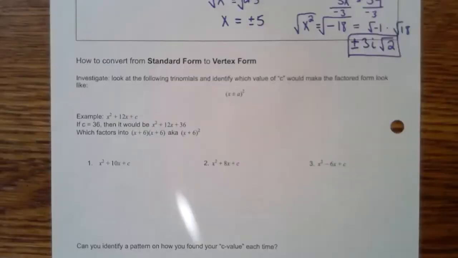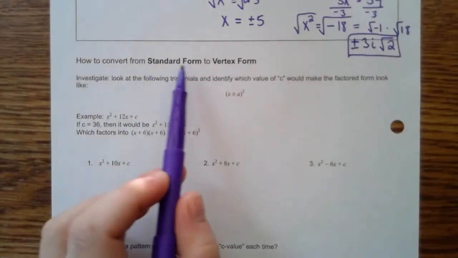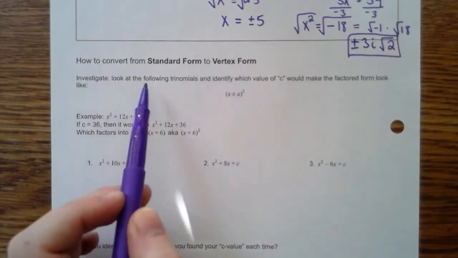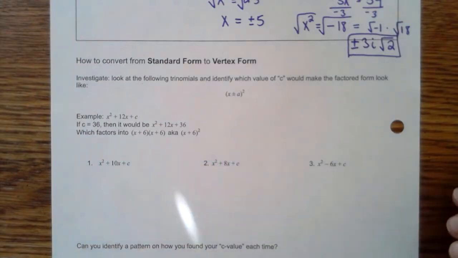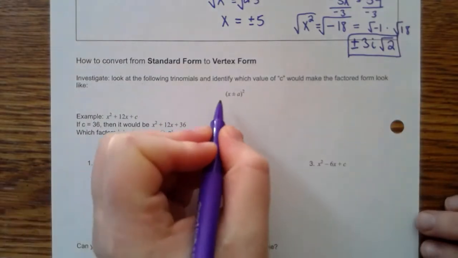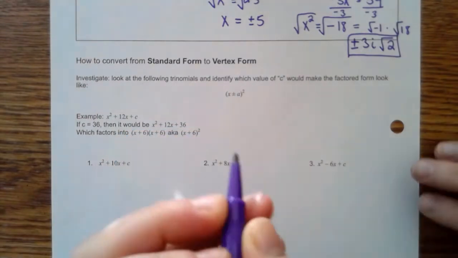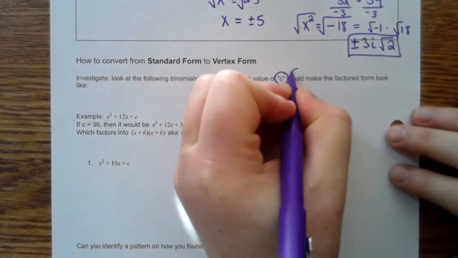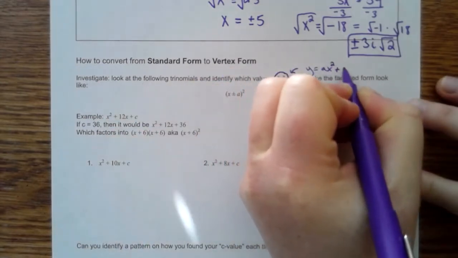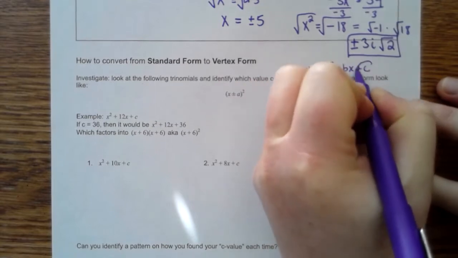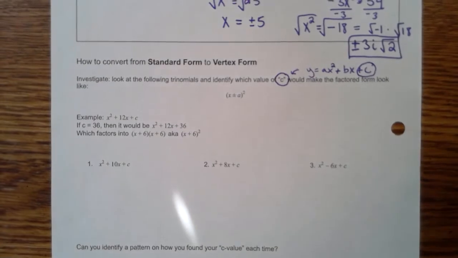Let's move on. Okay, so it says how to convert from standard form to vertex form. Look at the following trinomials and identify which value of c would make the factored form look like this: x plus or minus a, squared. So when they say c, they're talking about the c value in standard form. That is what they're referring to.